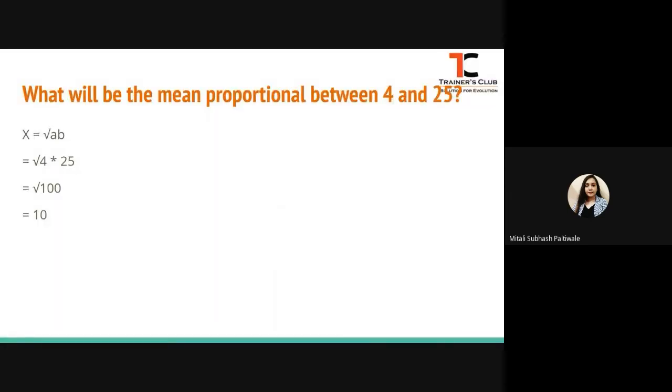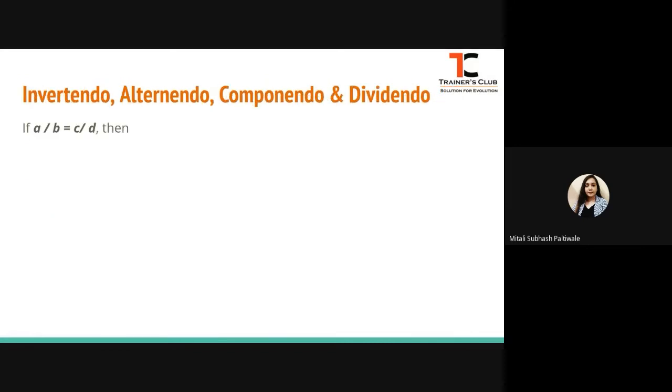Let's move a little more ahead with some other concepts, which are invertendo, componendo, dividendo, alternando. Now let's go ahead. If A by B is equal to C by D, then invertendo will become B by A is equal to D by C, as in we are inverting the ratios. Now alternando will be A by C is equal to B by D. Here antecedents and consequents are different, so both of the antecedents will come together and both of the consequents will go together.